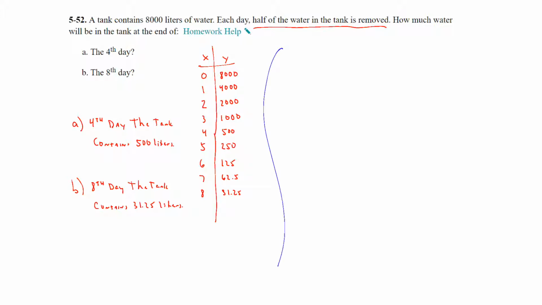Another way to look at this, potentially, is to look at what's going on in terms of taking half of something. So each time it's getting multiplied by 0.5. So if you look at it, the y value will be equal to 8,000 and then times 0.5 for each day. So it would be multiplied by 0.5 for day 1, day 2 again, day 3, and day 4, which really simplifies to 8,000 times 0.5 times itself 4 times. And so if you plug it in, you will get 500 liters.